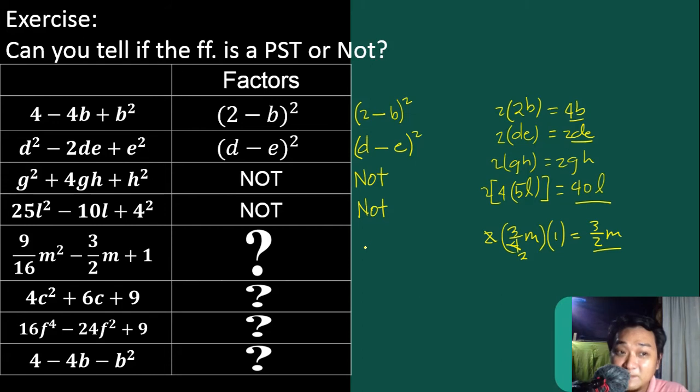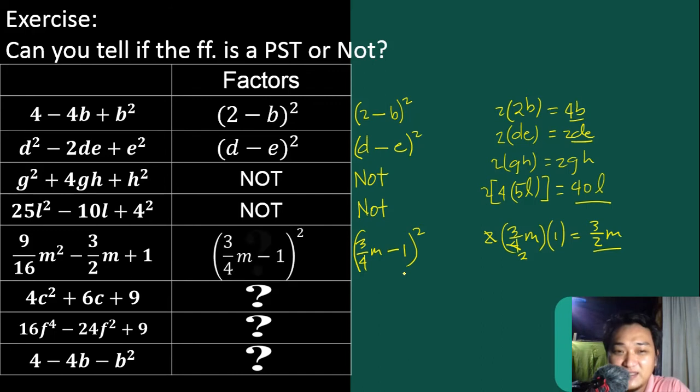So therefore, this is a perfect square trinomial. What will be the factor? That will be 3/4 m minus 1 or the quantity 3/4 m minus 1 squared. Subukan nga natin kung tama tayo. Okay, so 3/4 m minus 1 squared.